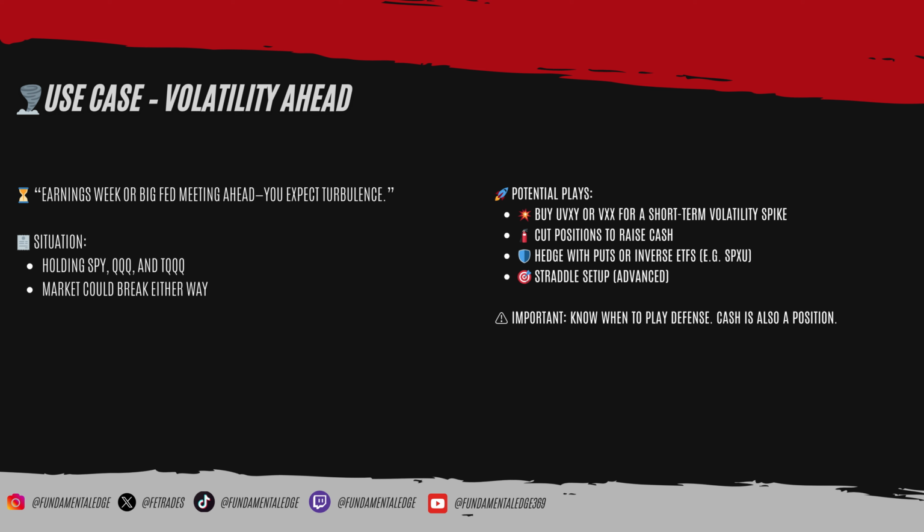Option two, defensive posture. Reduce your exposure. Trim some of your high beta names, move into cash or lower volatility ETFs. This doesn't mean you're bearish, it means you're cautious. And cash is a powerful position when everyone else is chasing moves. Option three, hedge the tail risk. Use SPXU or puts to protect your positions against a breakdown. This gives you breathing room without having to sell your core holdings.